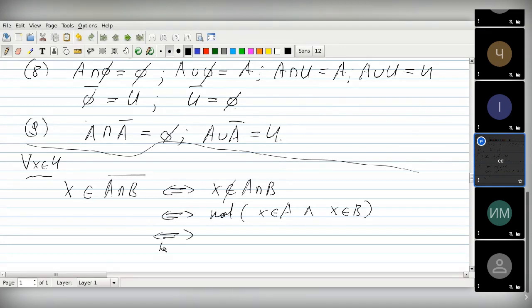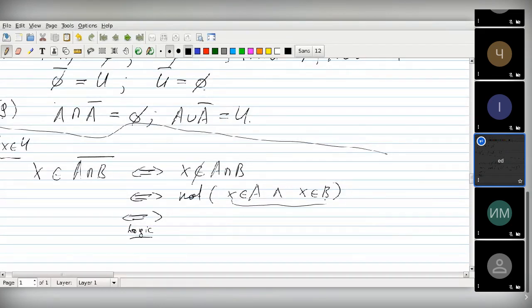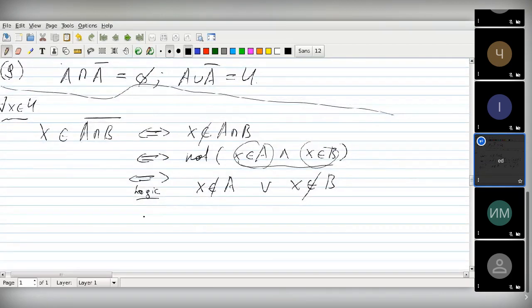According to our logic, according to truth tables, when this conjunction is false, when it is not true that the conjunction of two statements holds, then X is not in one of the sets A or B. Of course, when either statement is false, when this one is false, or this one is false. Is it clear?